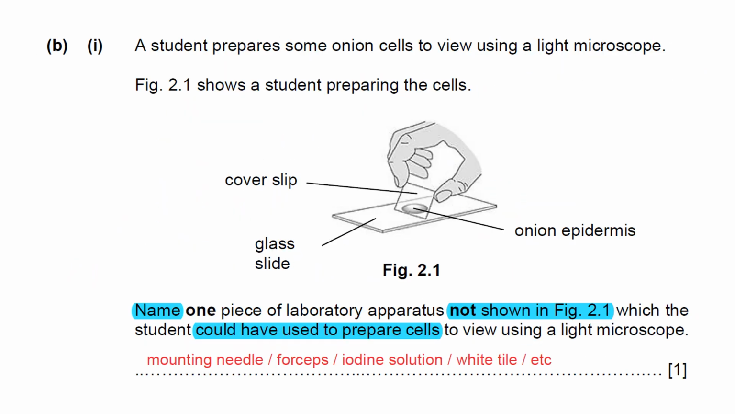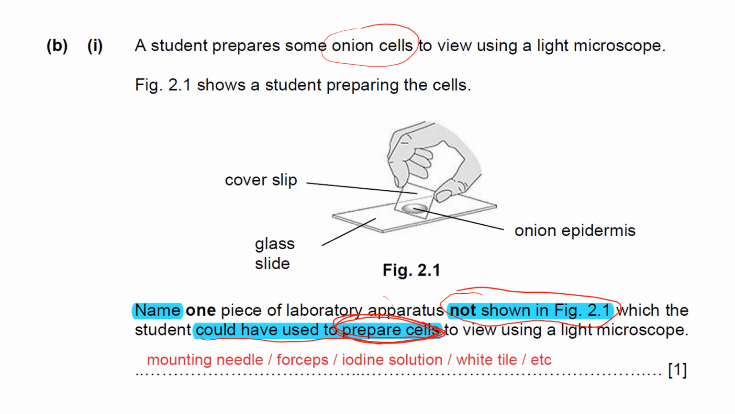Okay? 2 part B is about preparation in a practical to use a light microscope. So this question talks about a student preparing onion cells. Okay, onion cells is a clue. And this picture shows how the student is doing it. But this picture doesn't show you everything. So this question says, name one piece of apparatus not shown in this picture which the student could have used to prepare. So it has to be at the preparation stage, which is right now.